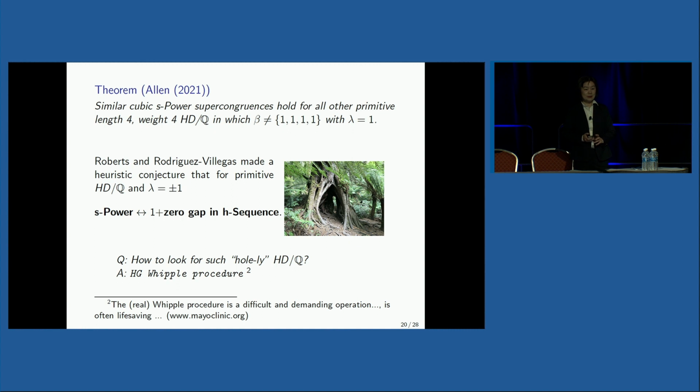So that's basically the idea. And if you ask me how to look for such oak trees with the 0 gap or hole in the middle, I would say, how about the hypergeometric Whipple procedure? All right. To my surprise, when I checked Mayo Clinic, it says that the real Whipple procedure is a difficult and demanding operation, and it's life-saving. And for me, it saved me from this very difficult and demanding job of finding a holy oak tree. So we are able to find it using the hypergeometric Whipple procedure.